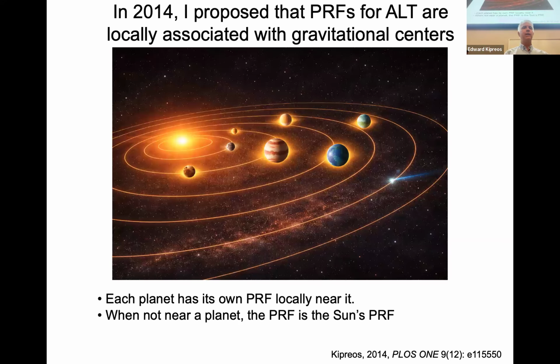So in 2014, I proposed that PRFs for alt are locally associated with gravitational centers. So if you look at a solar system, every planet is a local gravitational center, and it's going to have a preferred reference frame around it. Now, if you're far away from a planet, but you're in the solar system, then the preferred reference frame is going to be the preferred reference frame of the sun for that solar system.